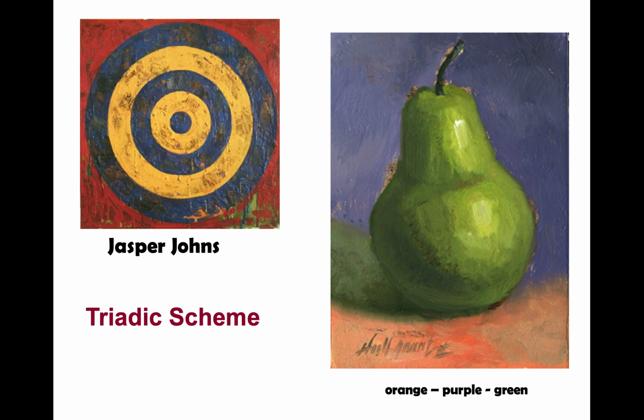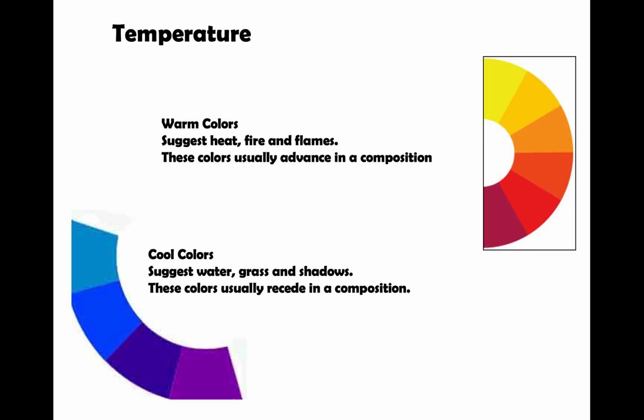Now, I would say that Jasper Johns is very in your face, but the pear piece is done with broken colors. Yes, you can have a triadic scheme using broken colors, and so that's a little more sophisticated and not so much in your face.